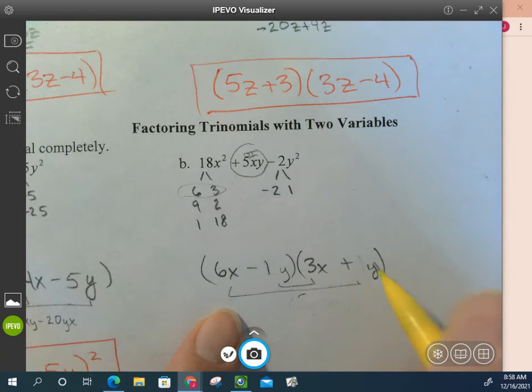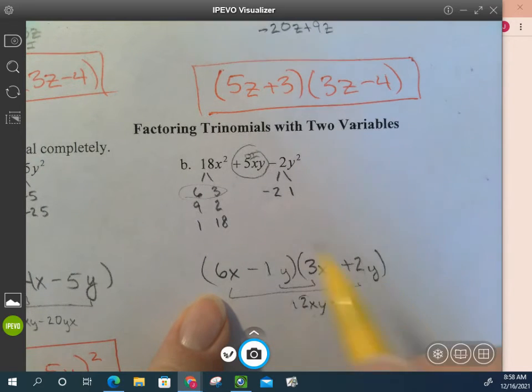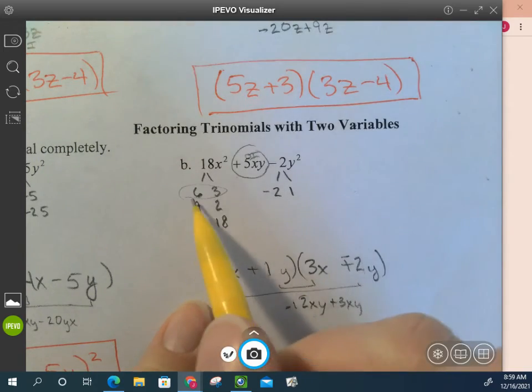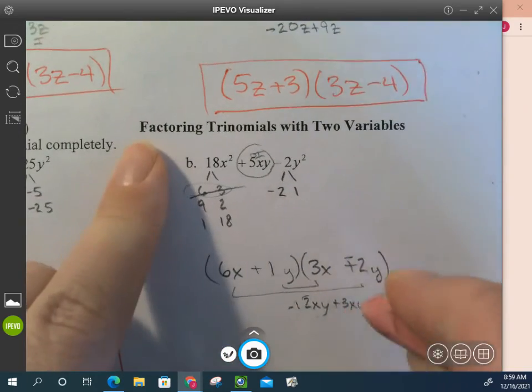All right, so I'm going to make this a 1 and a 2. The outside is positive 12xy, and the inside is -3xy. And that adds up to 9. If you switch the signs, that just makes it a -9. So switching signs doesn't help. I'm going to throw out the 6 and 3, and I'm going to move on to the next set.